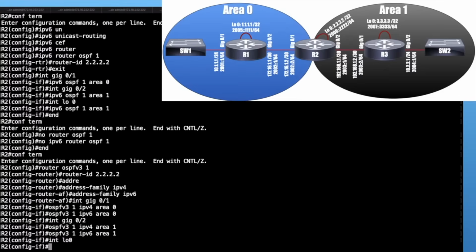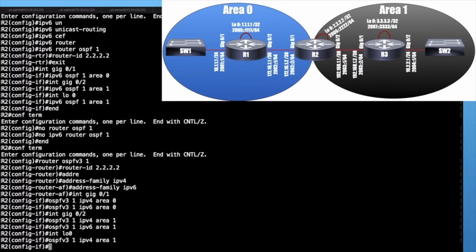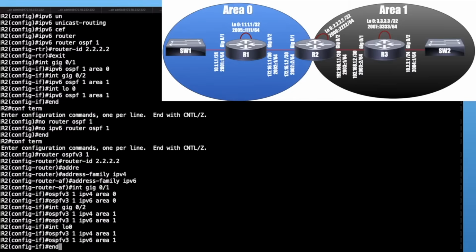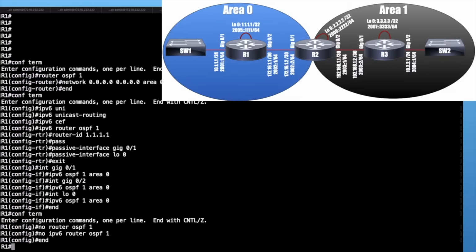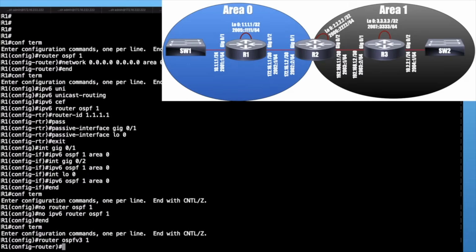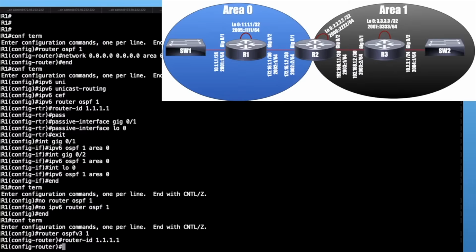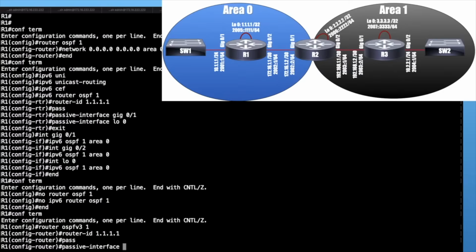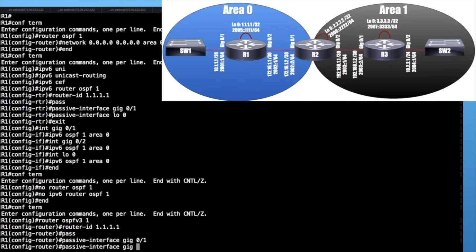And our loopback interface, they're also going to belong to area 1. And we're done on R2. Just one router to go now. On router R1, we'll say router OSPF v3 process ID 1, and I'll say router-ID is 1.1.1.1. I've got opportunities for a couple of passive interfaces, gigabit 0/1 and my loopback interface.